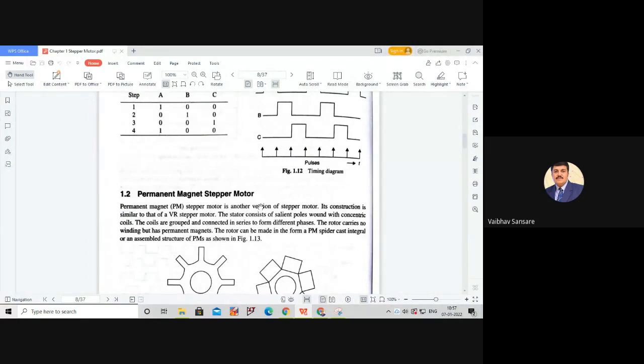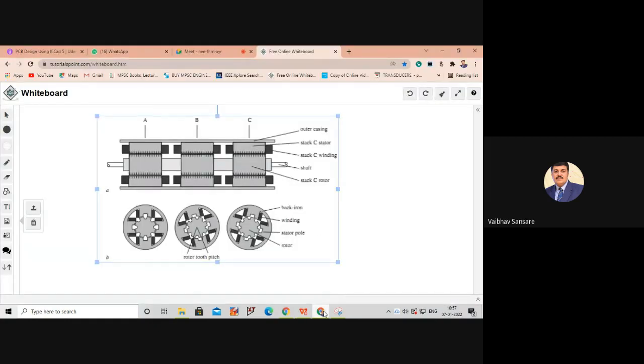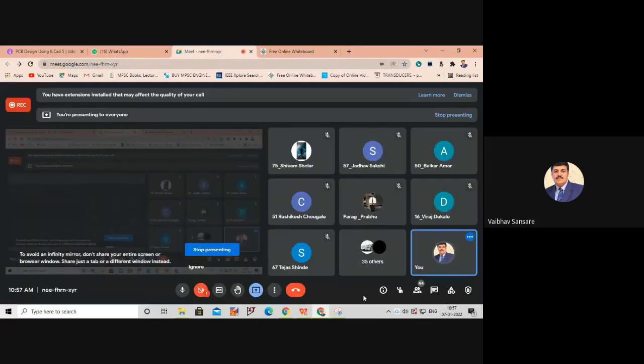So I will share this PDF on your WhatsApp group and on your Google Classroom. So refer to that PDF to understand the concept of the multi-stack stepper motor. I will upload some animated videos of the multi-stack stepper motor on Google Classroom. So you can refer to those videos also for a better understanding of the working of a multi-stack stepper motor.